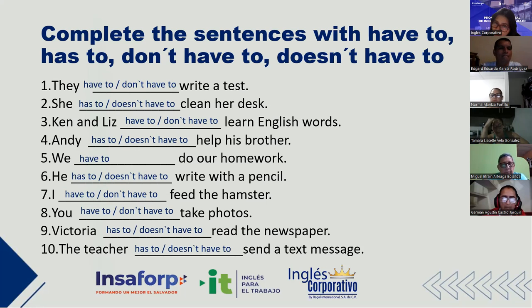Okay, very good. Do you have any questions about this topic? Teacher, excuse me, hamster is the animal. Yes, the animal. Remember that if it is affirmative, that means there is obligation. And if it is negative, that means there is no obligation, right? Any question? No question.